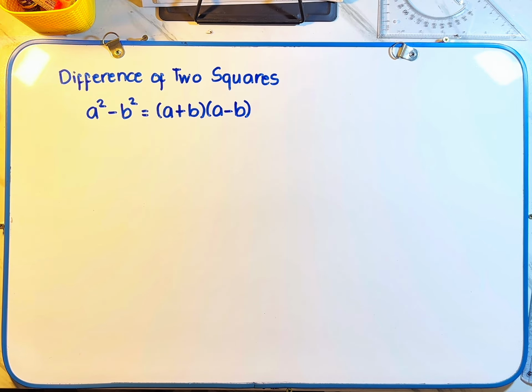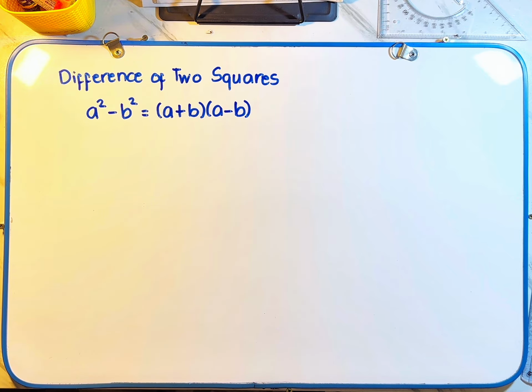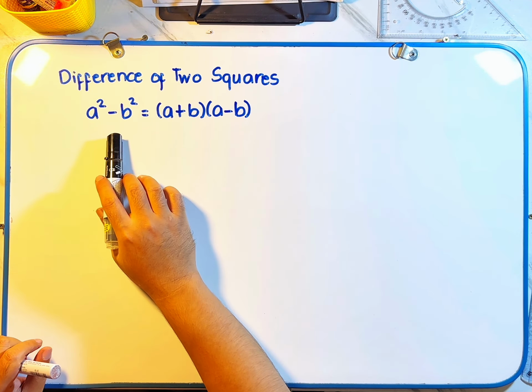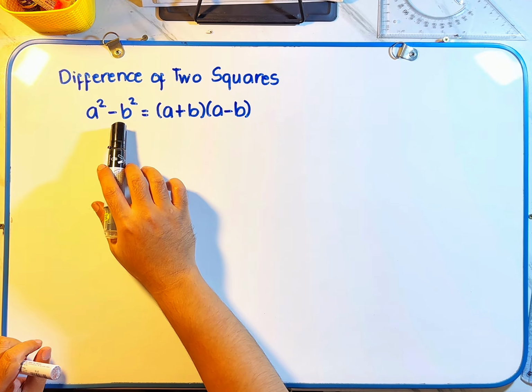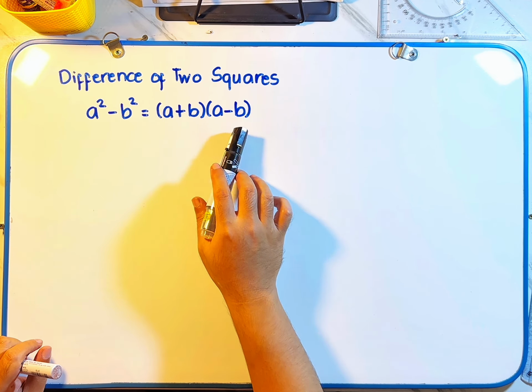Hello, in this video let us discuss factoring quadratics using difference of two squares. The formula of difference of two squares is this: a squared minus b squared, and the factored form is a plus b times a minus b.